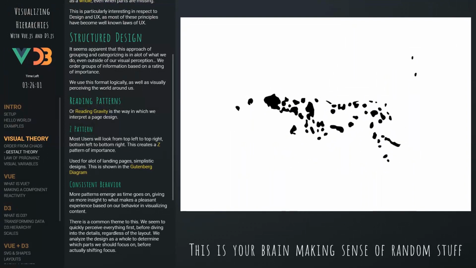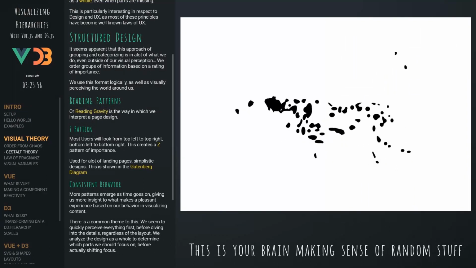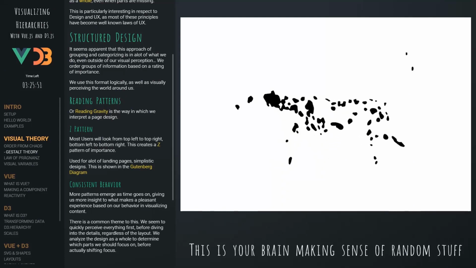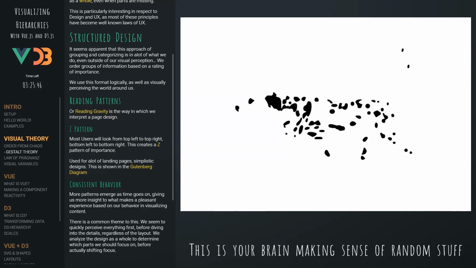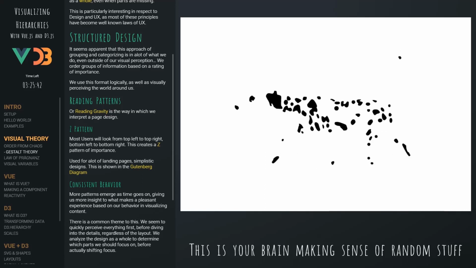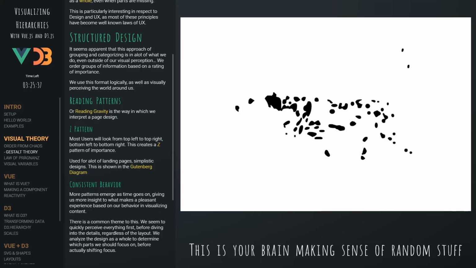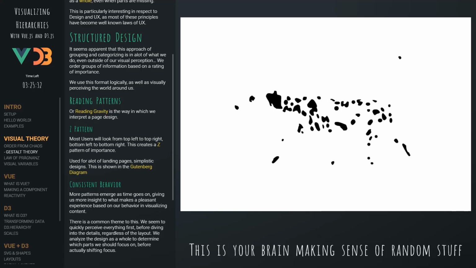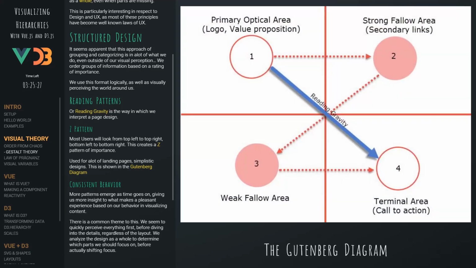Another thing to note is that it seems apparent that this approach of grouping and categorizing is in a lot of what we do, even outside of our visual perception. We order groups of information based on a rating of importance. We use this format logically as well as visually perceiving the world around us. This goes into even simple website design or UX architecture when we're trying to provide the user with the simplest way of displaying all of our information and allowing them to dive into the different areas, but being able to easily see these sections from a glance.